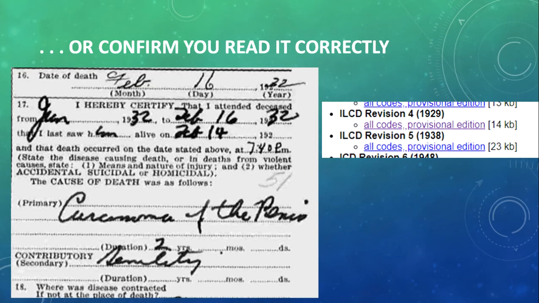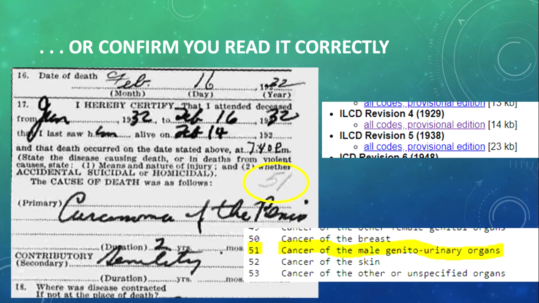The other thing is the ICD can help you confirm that you've read the cause of death correctly. So in this case here, this is a 1932 death certificate, and we have the number 51 to work with. The cause of death looks like it says carcinoma of the penis. When I look up the number 51, I come out with cancer of the male genitalia. So again, it confirmed what I read.